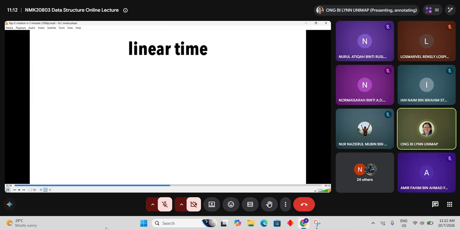Let's look at linear time. Suppose we have the following for loop. Now you have n, and the start value can also change. That prints the numbers 0 to n.